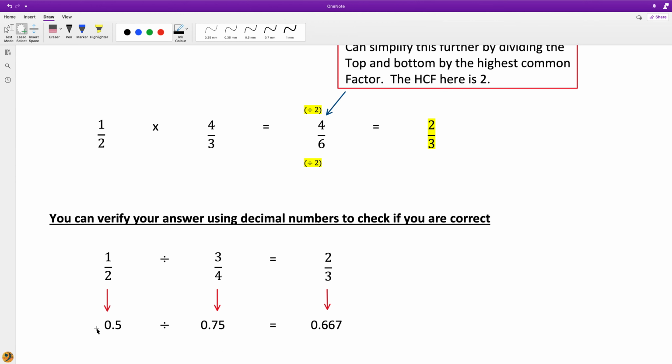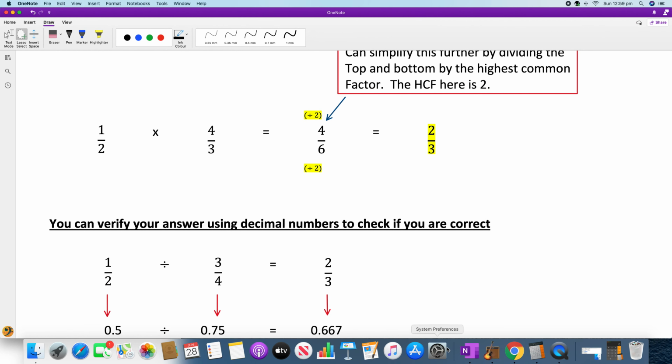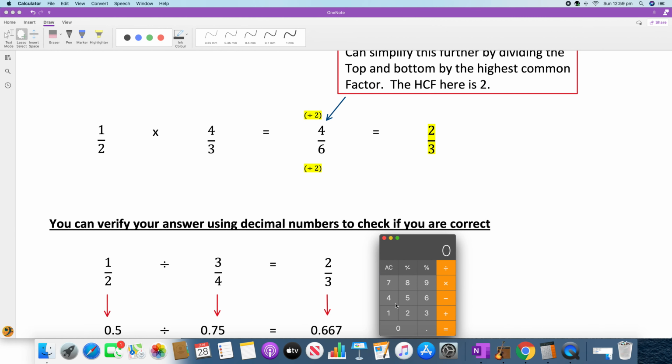I can actually do that now to show you this bit of trickery. Our converted fractions give us 0.5 divided by 0.75 equals 0.66666 recurring.